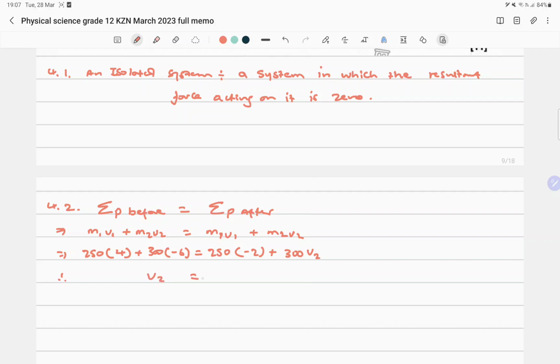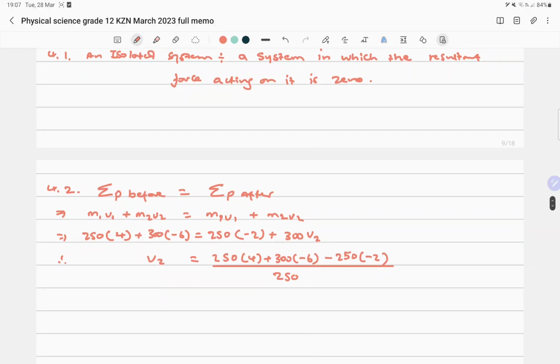I'll say v2 now. It will be on this side. This is 250 times 4 plus 300 times minus 6. Then we will transpose this, say minus 250 times minus 2. Then we divide this whole thing by 250.